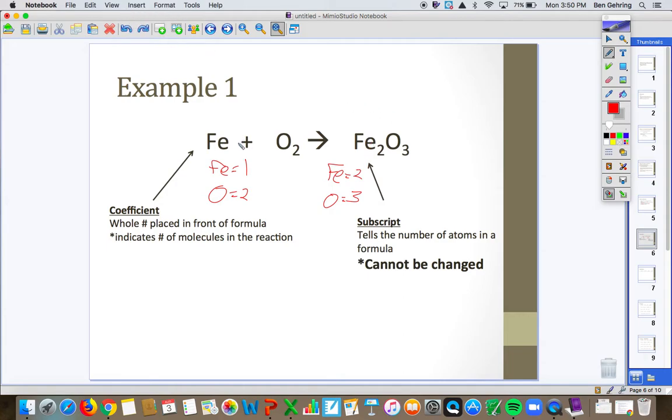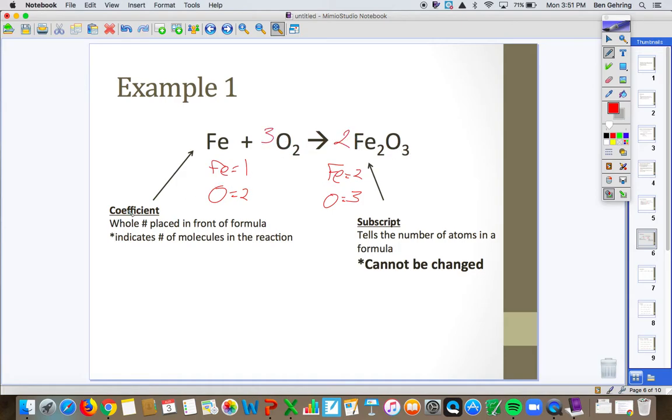In this case, you can balance either of them first, not a big deal, but you're going to notice that for your oxygens, I have a 2 here and I have a 3 here. The least common multiple between 2 and 3, if you multiply them together, is 6. So I'm going to get this one to 6, and I'm going to get this one to 6 as well. So I'm going to take 3 times 2, and I'm going to take 2 times 3.